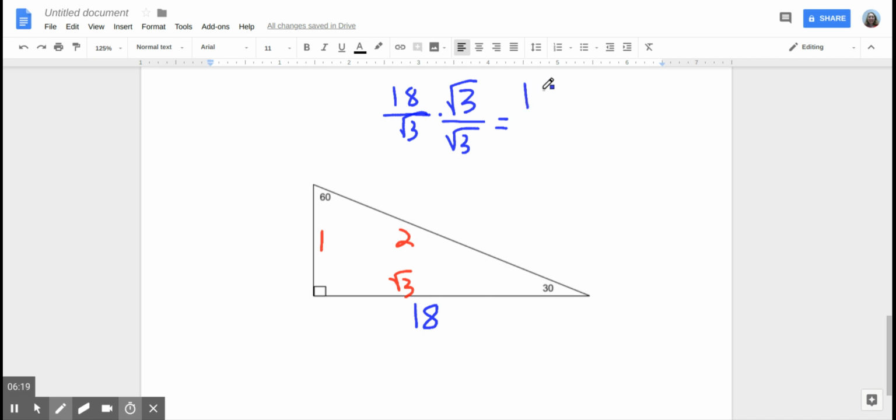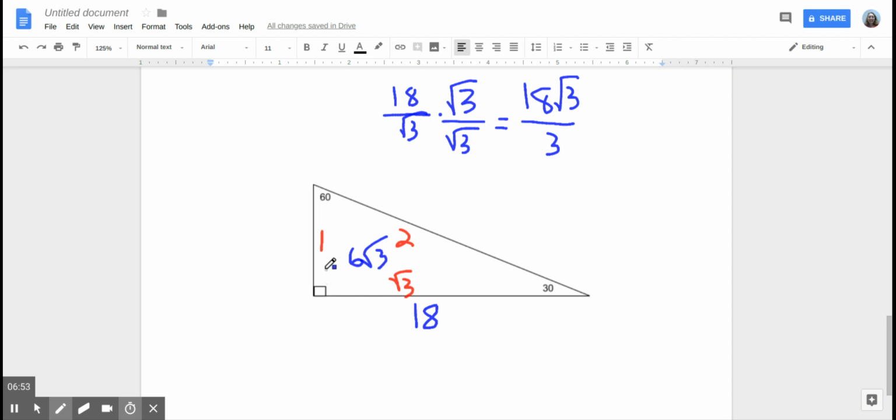We would get 18 radical 3 over, if we multiply the square root of 3 times the square root of 3, we would get the square root of 9, which is a perfect square. So the square root of 9 would come out as a 3. And then we can divide the 18 and the 3 here. So 18 divided by the square root of 3 would be 6 radical 3.